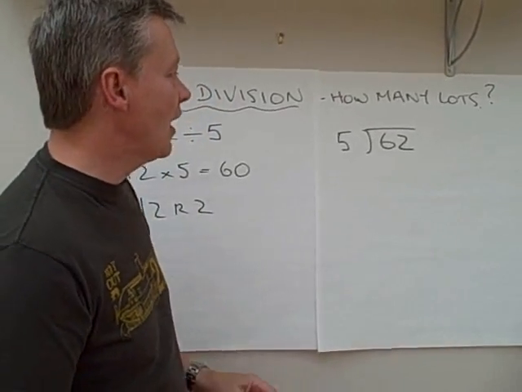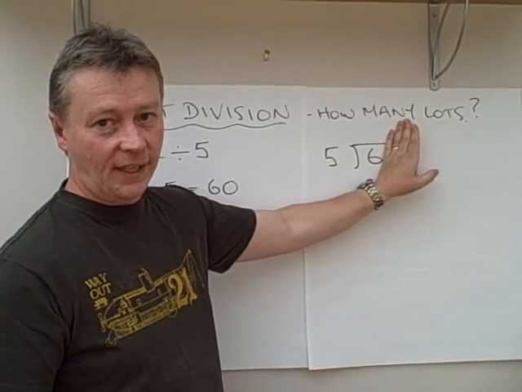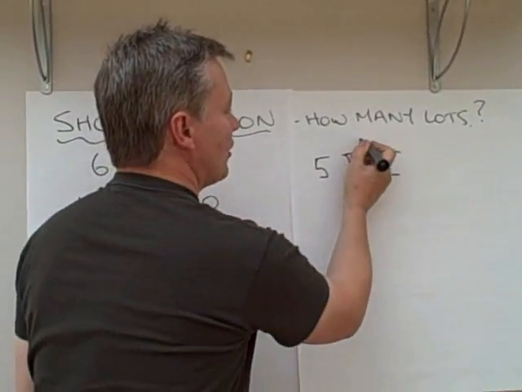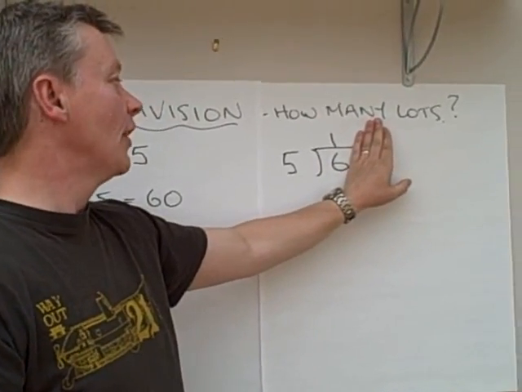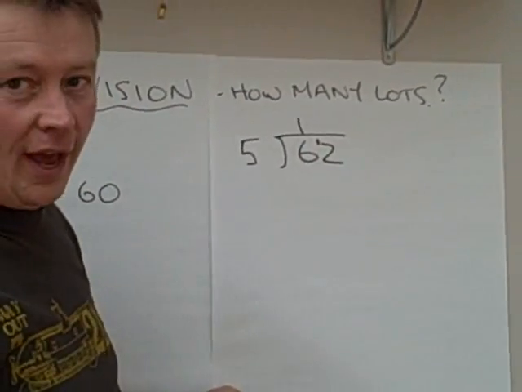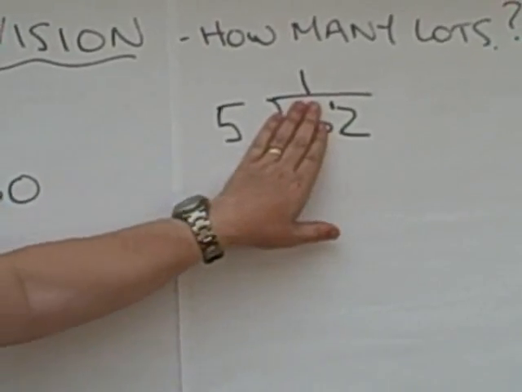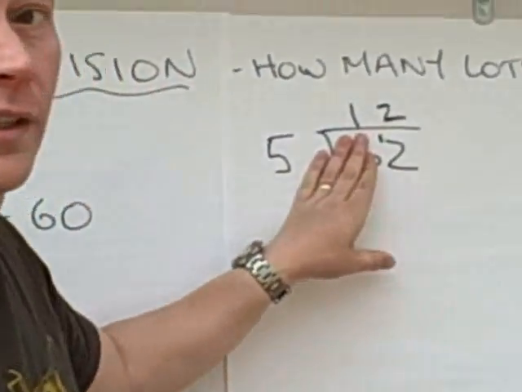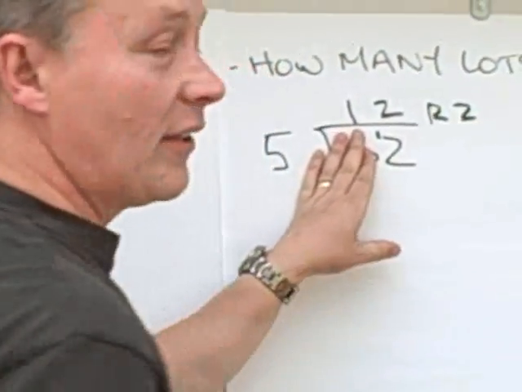So the first thing we say is, how many times does 5 go into the number 6? Can you see that? So 5 goes into number 6 once. There it is. What's left over is 1. So therefore, we put the 1 there. And then the question is, how many times does 5 go into the number 12? Well, it's actually twice. And what's left over is 2 bits.